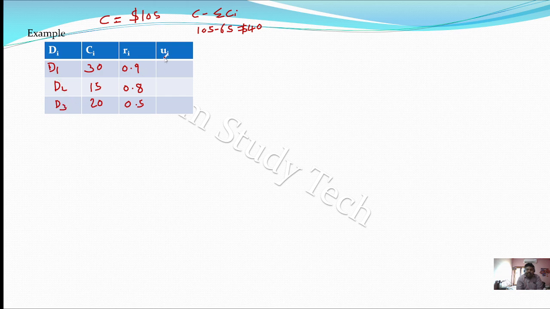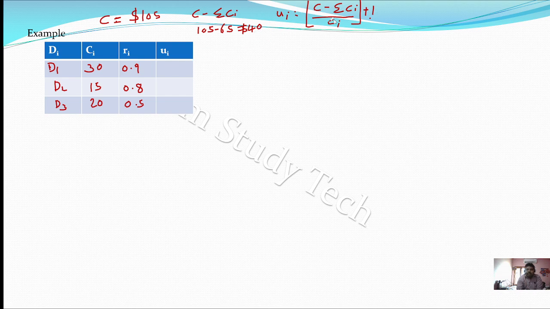Now you can calculate Ui. So what is the formula? Ui is equal to the floor of (C minus the summation of Ci) divided by Ci, plus 1. Here 1 means one device is already purchased. So how many additional devices can you purchase for the remaining amount? The remaining amount is $40.